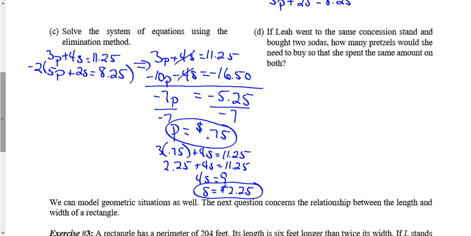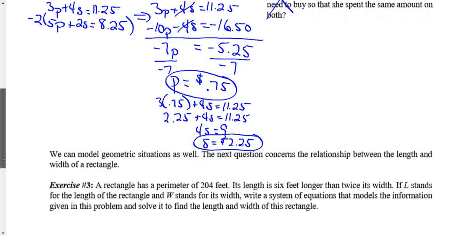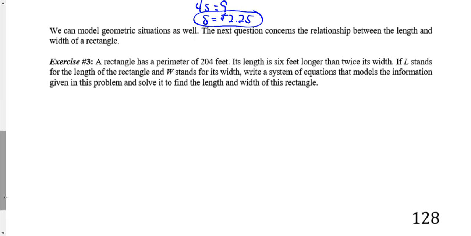Let's skip part D. Hold on a second. All right. Let's go down to this last one here, a little geometric representation. Wait, what did we get for the sodas? $2.25. Oh, what'd you get?